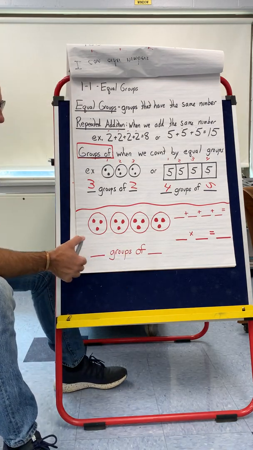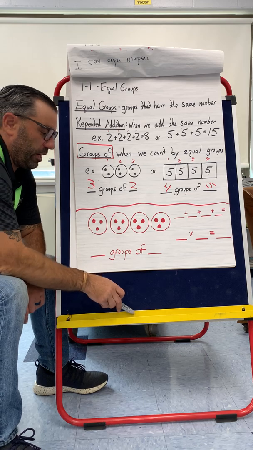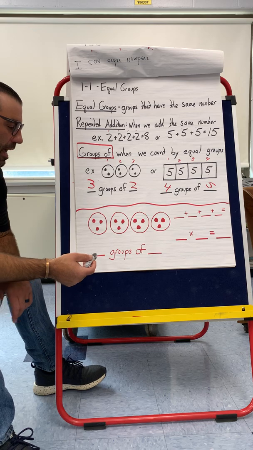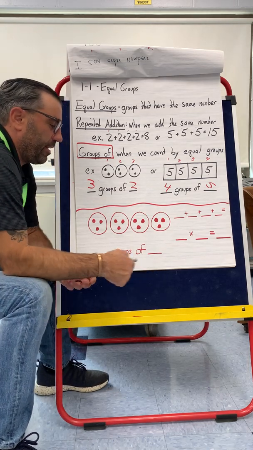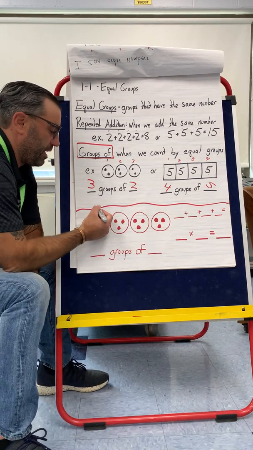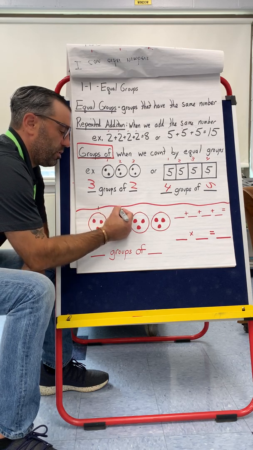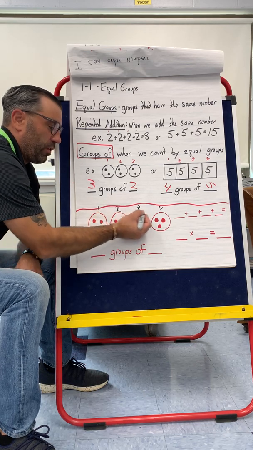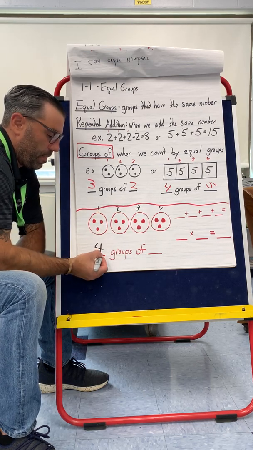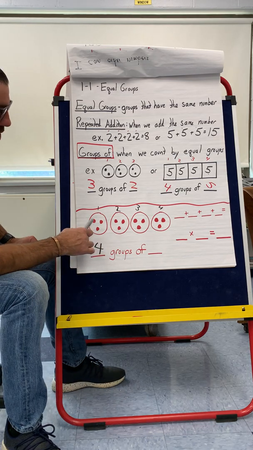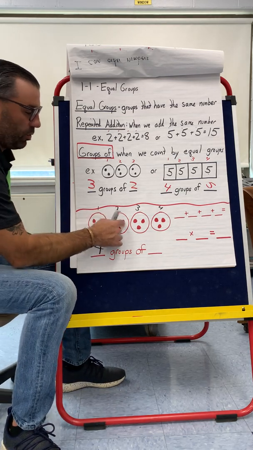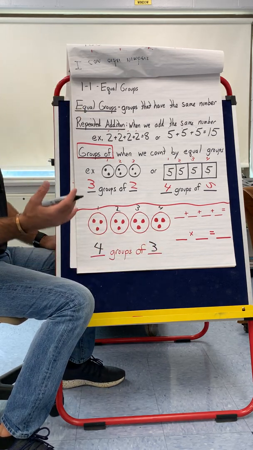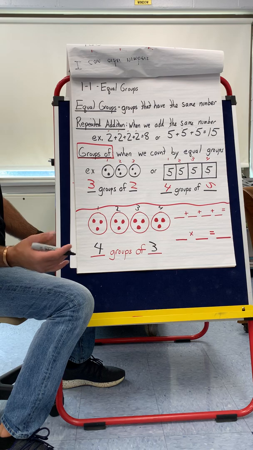Now, groups of is words that I like to use for multiplication. So, for example, let's look at this one, and I'll show you everything you're going to have to do for today's work. So you see a picture, right? And it says blank groups of blank. So how many groups do I have? Let's count. 1, 2, 3, 4 groups, right? And how many are in each group? You can see they're all equal groups, right? And each group has 3.